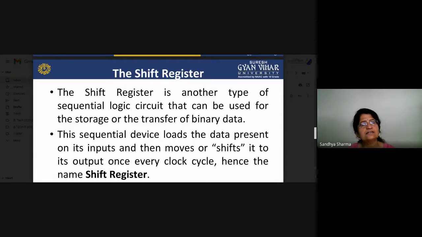A shift register is also a sequential logic circuit, and it is used for storage purposes. In a flip flop there is also storage, and data can be shifted from one flip flop to another. The same working process of a shift register is reflected in our counter. So first of all we will discuss shift registers: storage or transfer of data. How can we store our data or transfer our data in a shift register? This is a sequential device. It loads the data present on its inputs and moves or shifts it to the output on every clock pulse.